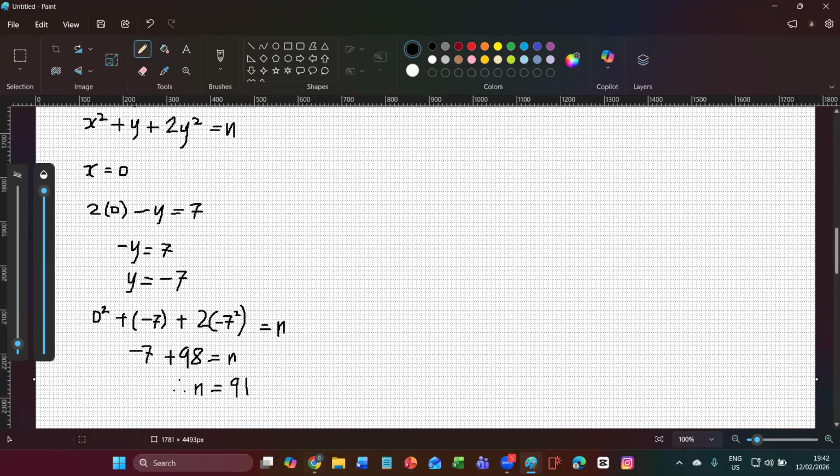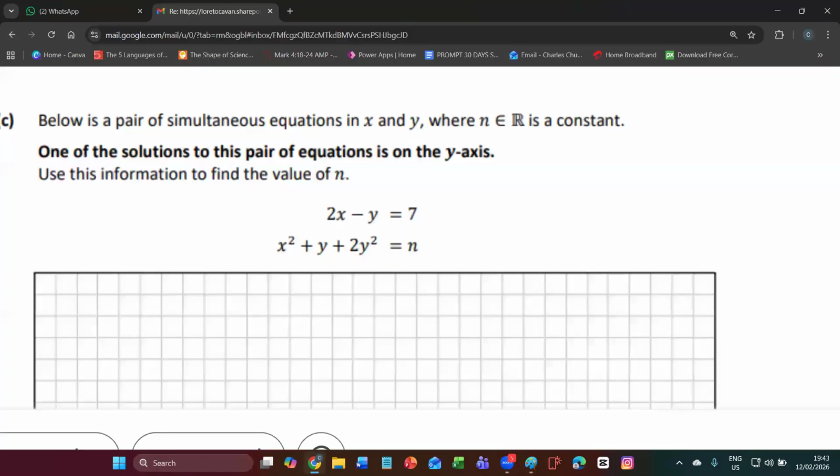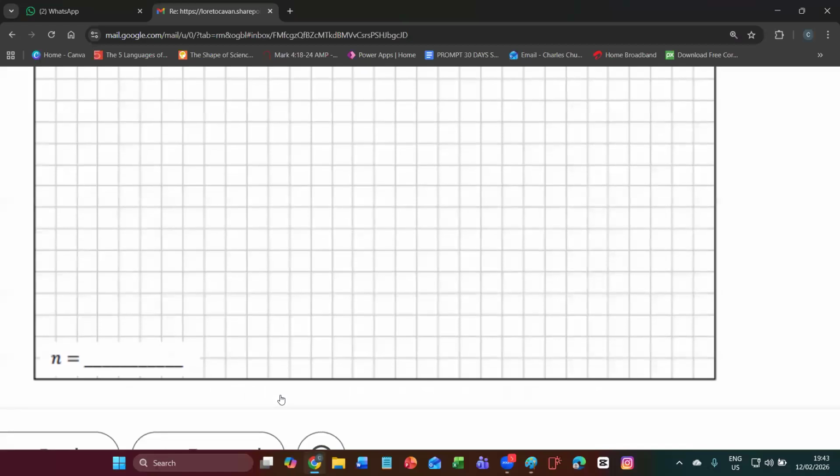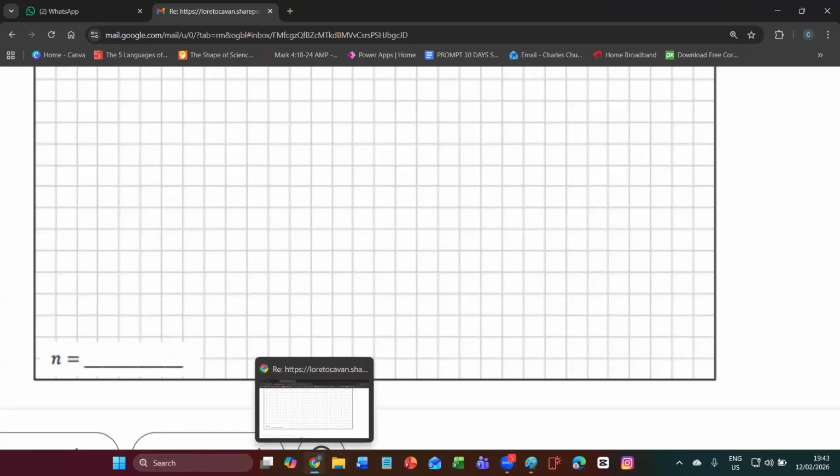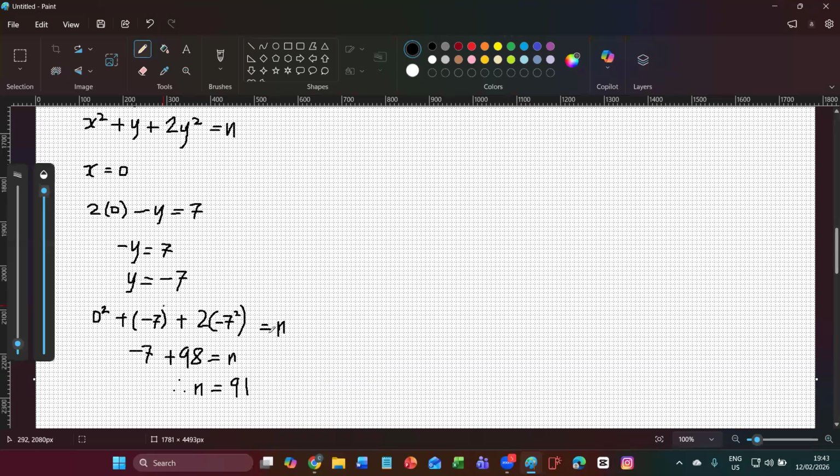Okay. So the question now is, is that all they need? They said use this information to find the value of n. So technically that's it. They didn't ask us to find x and y. So we're good. This is clear enough.